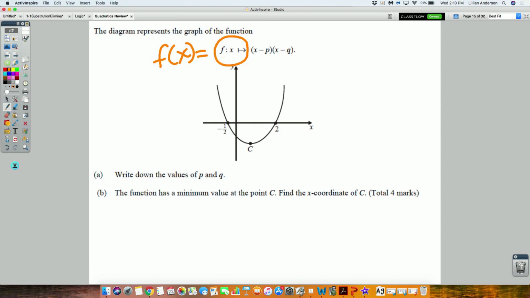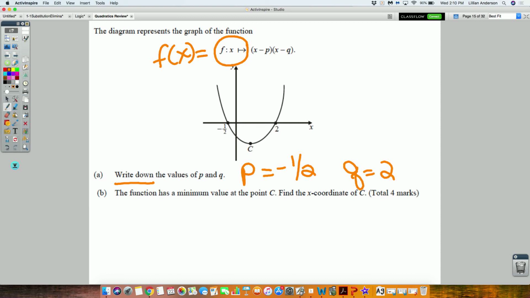So write down, remember these words basically means the answer is staring you in the face. What are the values of p and q? Negative 1/2 and 2. And it could go either way. You could have said that p was 2 and q was negative 1/2. Okay? Now it's asking us to find the x-coordinate of c, which is the minimum value. So technically your vertex, the x-coordinate of your vertex.